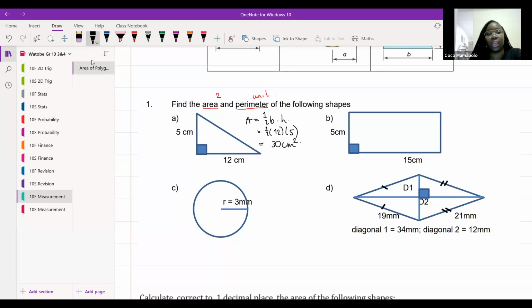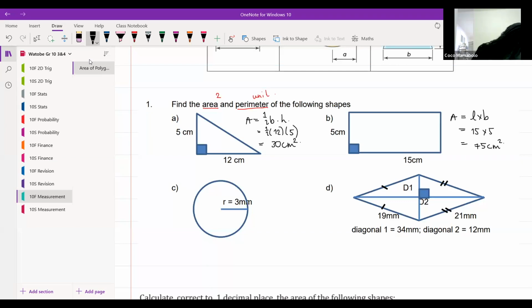We need to add the squared in there. All right. For the second one, we know this is a rectangle. If we're calculating for the area of our rectangle, we'll take length times breadth, which is going to be 15 times 5, which is equal to 75 centimeters squared.